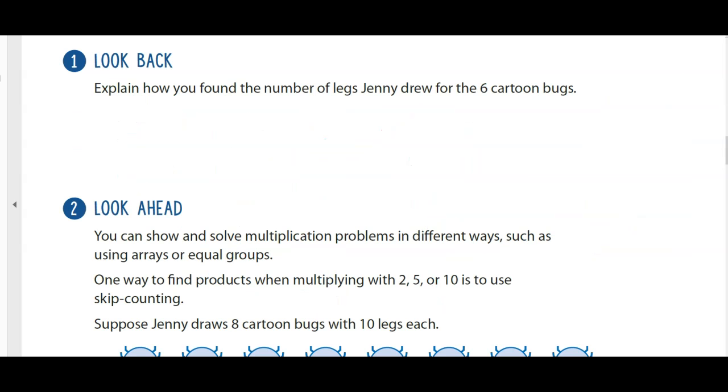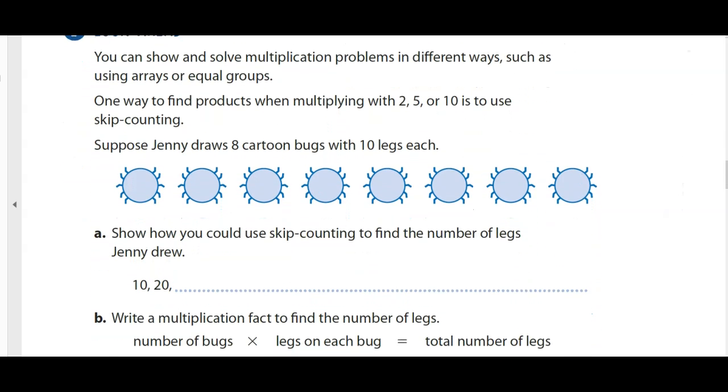It says, explain how you found the number of legs Jenna drew for the 6 cartoon bugs. So how do we find the answer? Yes, we used equal groups, right? Because how many bugs did she draw? 6. And each bug had how many legs? 10. It says 10. She drew 6 bugs with 10 legs each. Okay? And look, this is what she did.